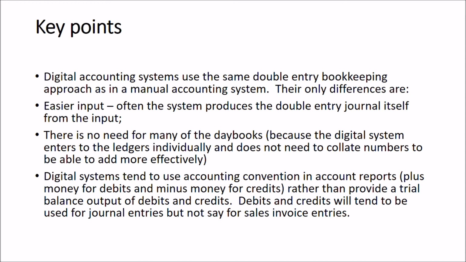Digital systems tend to use accounting convention in their account reports, so if they use plus money and minus money for debits and credits, rather than provide a trial balance of debits and credits, there'll be a series of the general ledger accounts, with plus money for debits and minus money for credits. Debits and credits will tend to be used for journal entries. So in an entry screen you might see debits and credits there, but that's mainly just so it adds up. You could easily be going plus money, minus money, but it's only there so you can see that the journal adds up. It won't bother with sales invoice entries. You'll just create the sales invoice and it will do the journal itself.